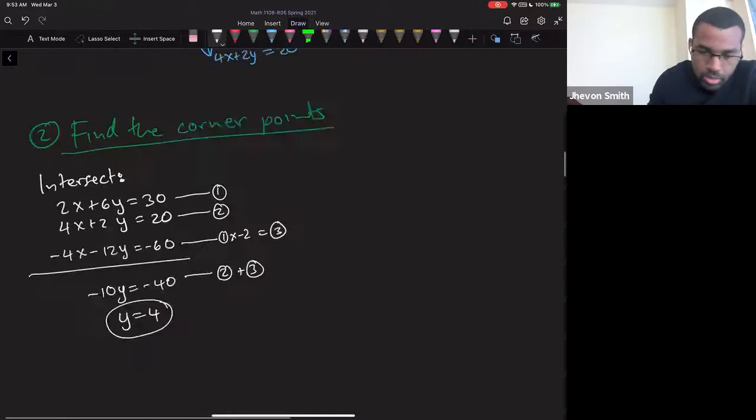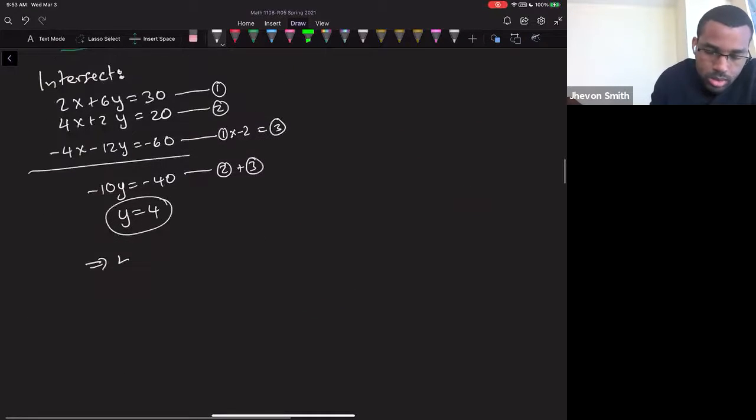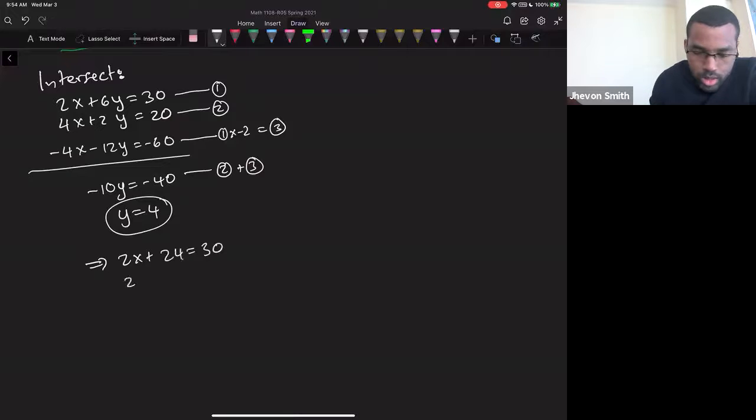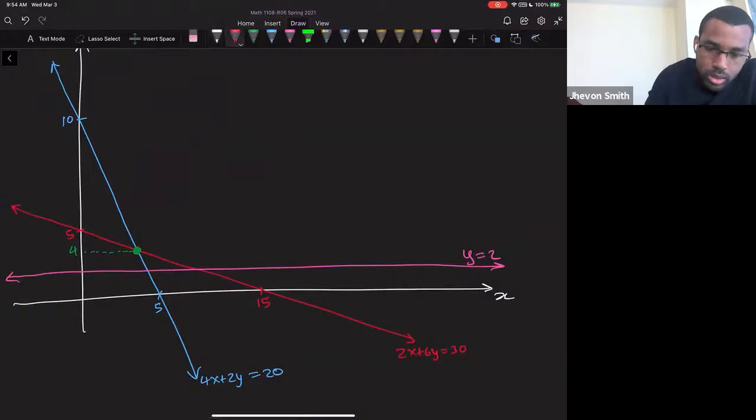But let's keep finding the x. This means that 2x plus, if my y is 4, 6 times 4 is 24, equals 30. So 2x is equal to, move that over, 6, so x equals 3. So this point here, let me put that in red, is (3, 4). Right? So we have that.